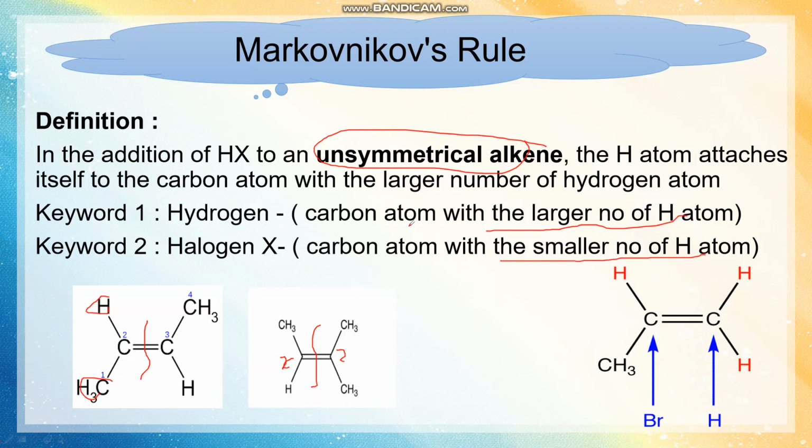One example is when propene reacts with hydrogen bromide. As you can see here, carbon number 1 has 2 hydrogen atoms, and carbon number 2 has 1 hydrogen atom. According to Markovnikov's rule, the hydrogen atom will attach itself to the carbon atom with a larger number of hydrogen atoms. So this hydrogen will attach to carbon number 1. As for the bromine, it will add to carbon number 2, since it has the smaller number of hydrogen atoms.